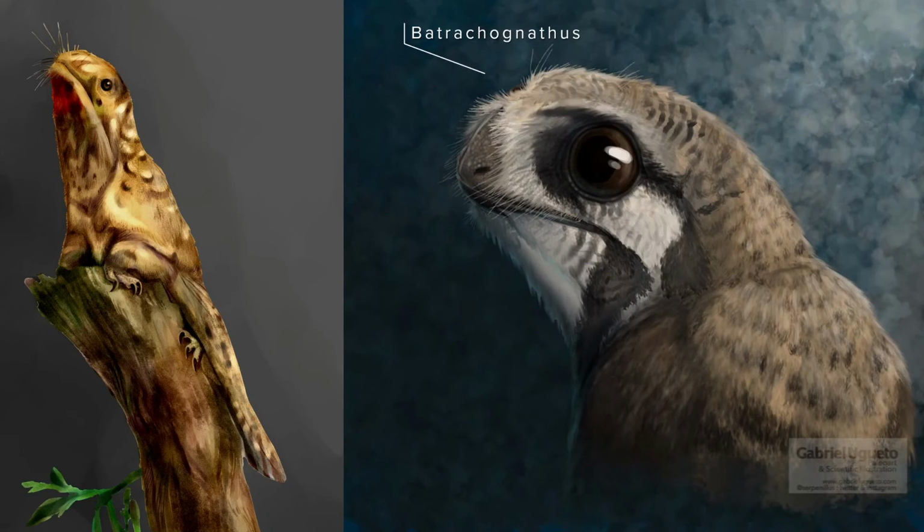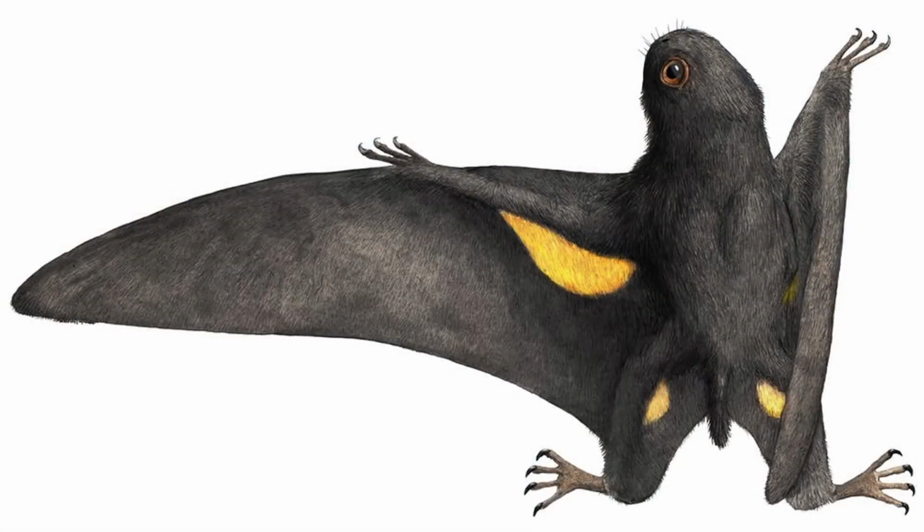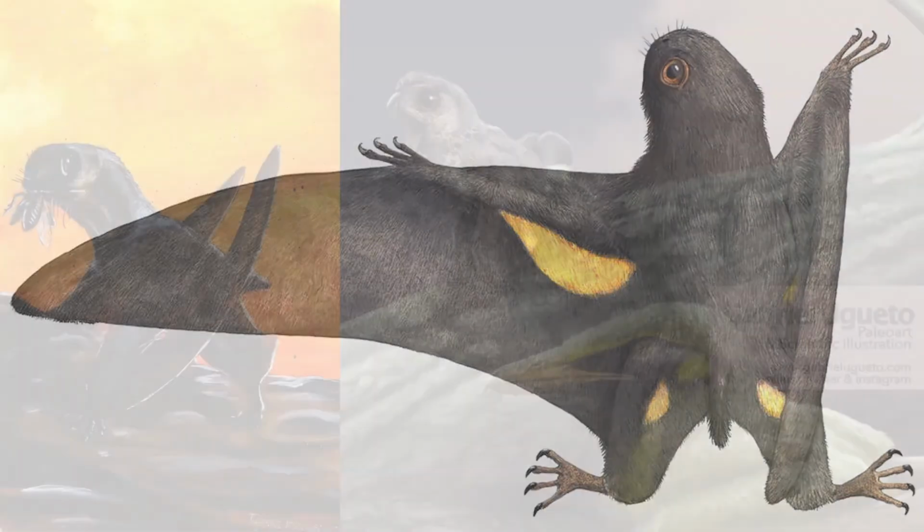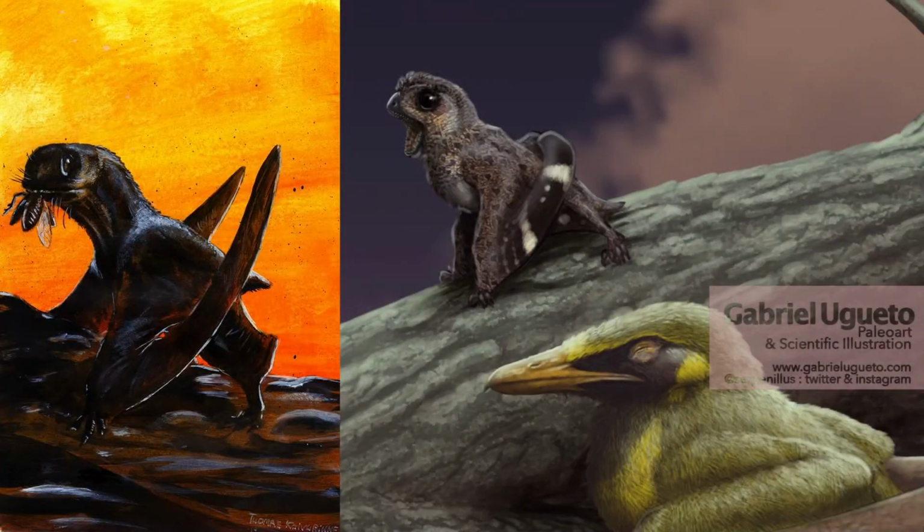I think this is just beautiful art of it. You can see it kind of camouflaging on a tree trunk here on the left. Gabriel Ugueto on the right. Again, beautiful piece of art from him. Here is a wing spread out, and one sitting next to a more standard pterosaur.